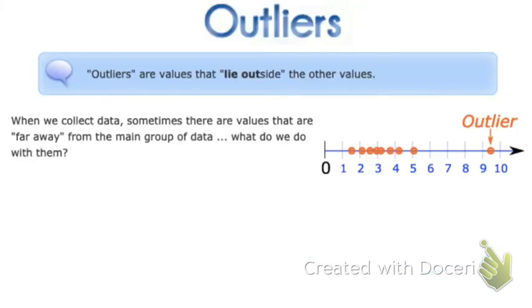Let's finish off these notes. Outliers. So let's talk about when in data sometimes we have what we call an outlier. It means it's a value that lies outside the other values. You kind of see how that's bolded, lie out, outlier. So let's say most of the values are right in here, but then we have a value way over here.